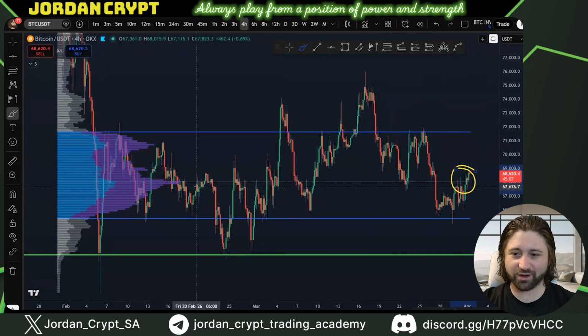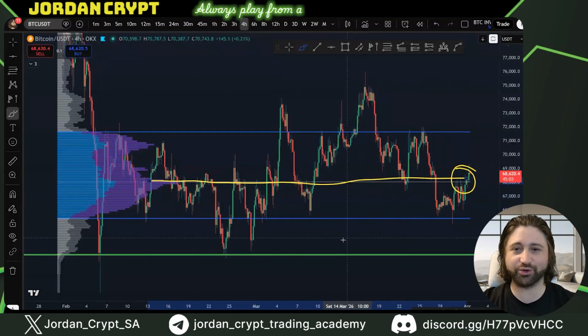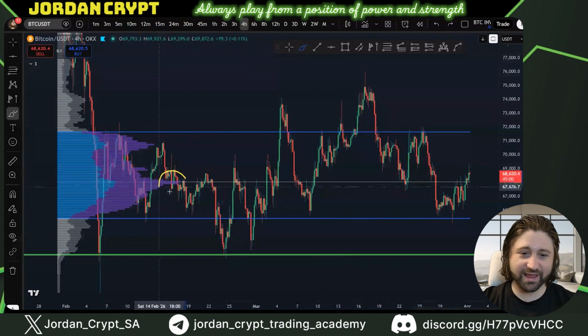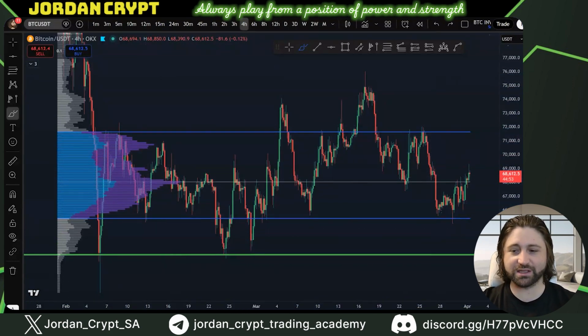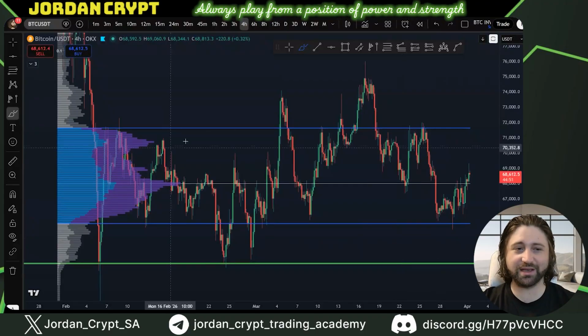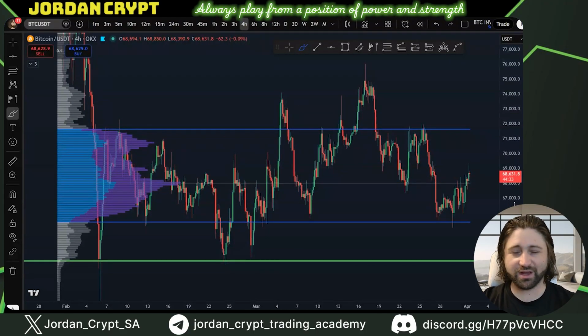Then you have your point of control, your POC, which is the largest level of volume traded within that range. You can see that by the major volume spike here on your volume profile. This is not a place to take trades from, but it is a major deciding point and a major take profit zone.